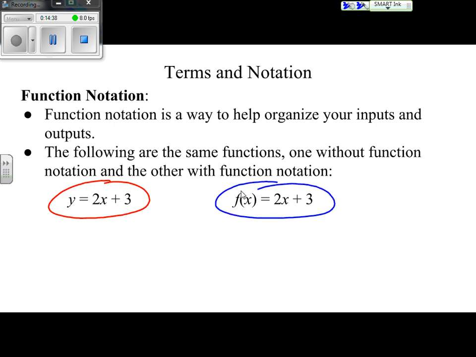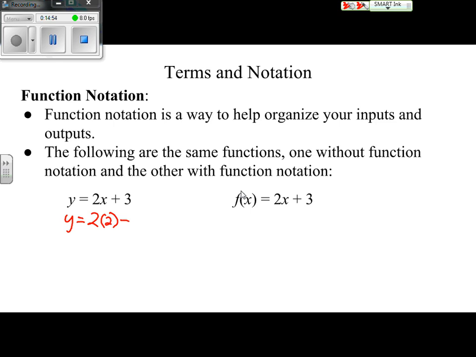And I find that a lot of students get really annoyed with function notation. They don't like it. And the reason I feel they often don't like it is because they don't truly understand it. So what I'm going to do is plug in the same input here. I'm going to plug in a 2 into this function. So I'm going to have y equals 2 times 2 plus 3. So again, I replaced my x with my input of 2. And now I'm going to simplify this, and I get 4 plus 3. So y is equal to 7.